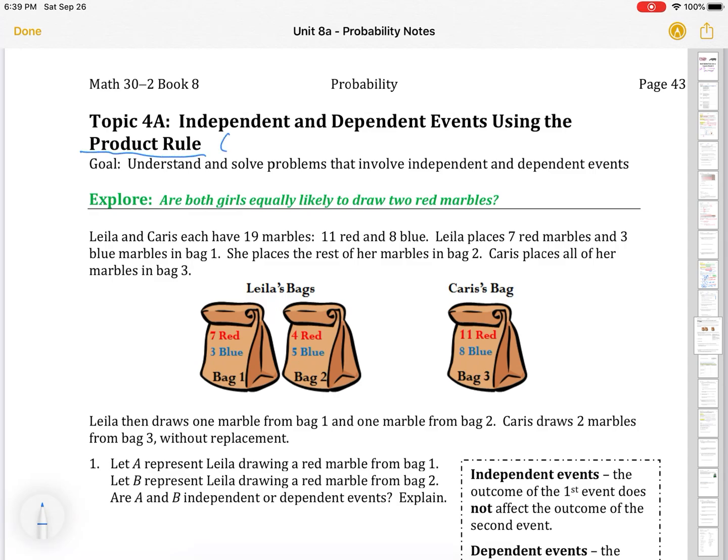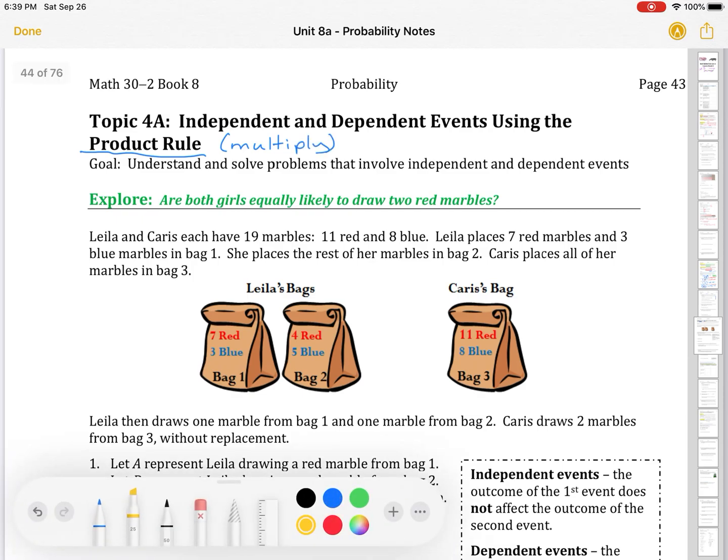So we're doing the probability unit in Math 30-2, and today we're going to look at topic 4A, independent and dependent events using the product rule. Just to point that out to you, product rule. If we think of product, we think multiply. So you can bet we're going to be multiplying today. The goal is to understand and solve problems that involve independent and dependent events.